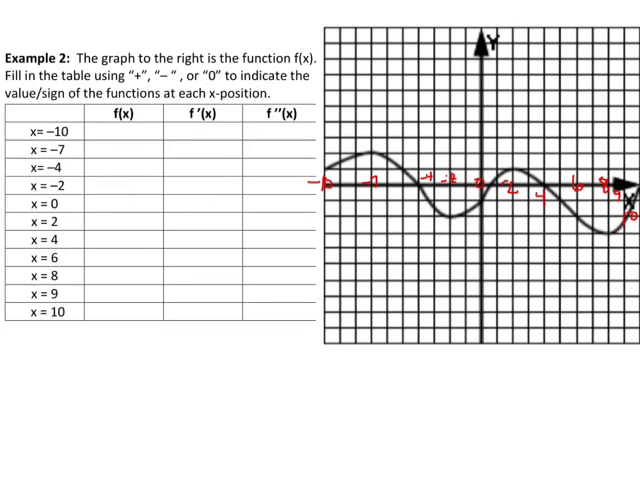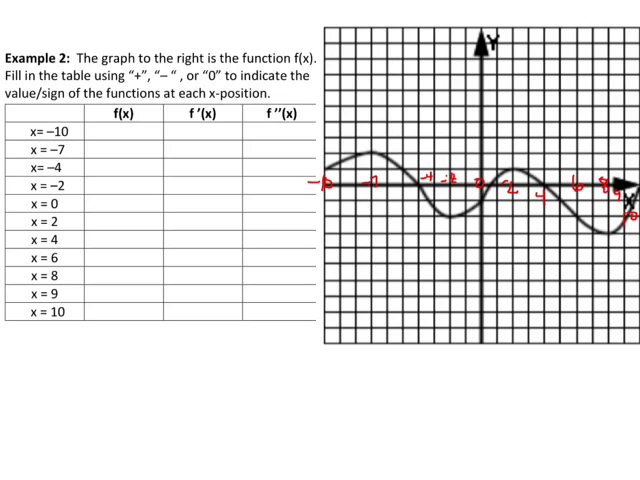In the following example, we're asked to look at the picture there, and that's the function f of x. What we're supposed to do here is fill in the table using plus, minus, or 0 to indicate the value or sign of the functions at each of the x positions. So what we're going to do is just make note. Well, f of x, the function is positive wherever our graph is positive.